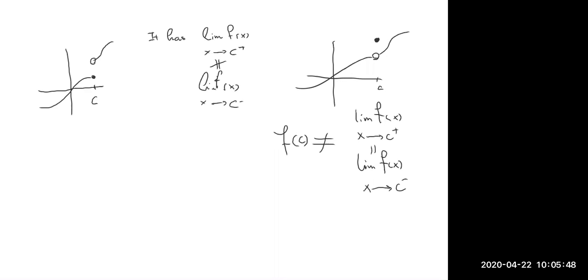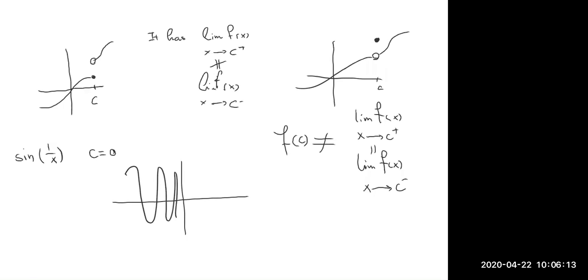Finally, sometimes the right limit doesn't exist and the left limit doesn't exist. For example, look at sine of 1 over x. It is discontinuous at 0. This point C, the point of discontinuity, is 0 here. And the function kind of looks like this. It becomes like that here, and it continues like this. And it's not continuous at 0. It's discontinuous there. Okay.